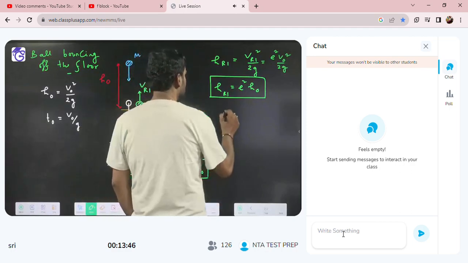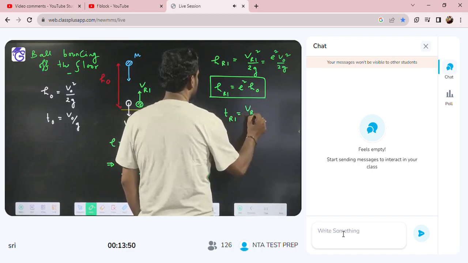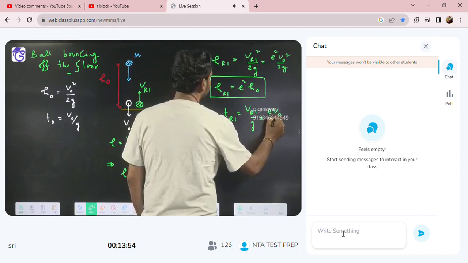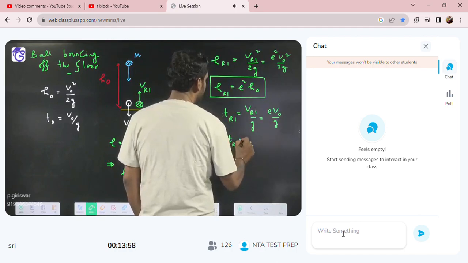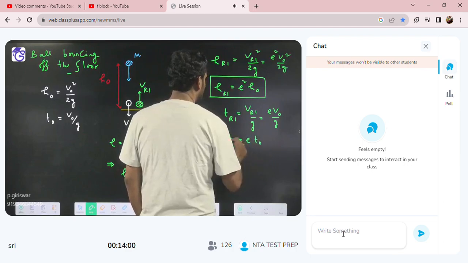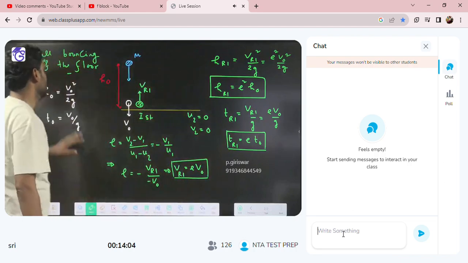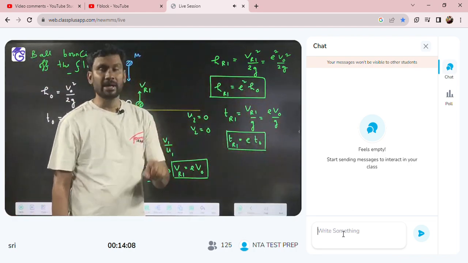So now let's calculate TR1. TR1 is VR1 by G. VR1 is EV0, so EV0 by G means E into T0. This is my third equation. So these are all the respective values you need regarding the first collision.